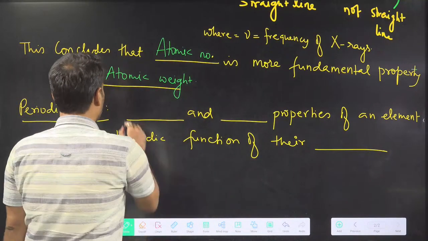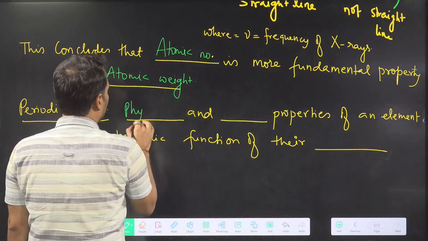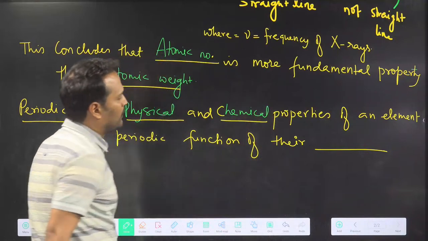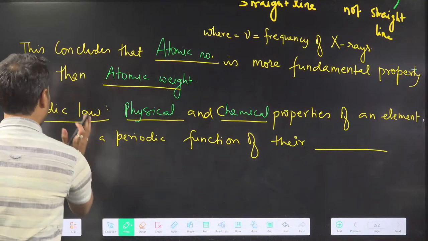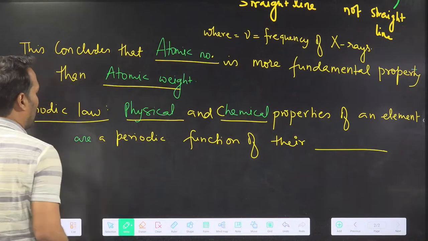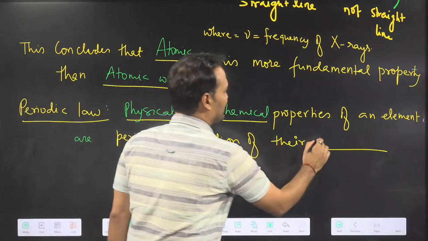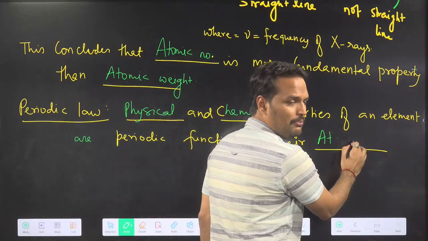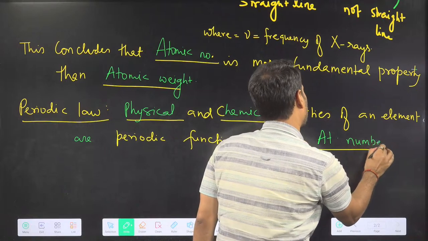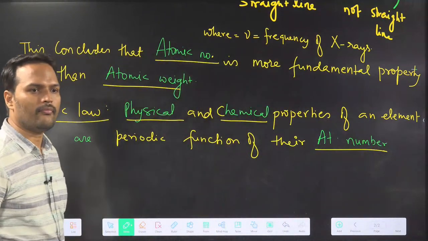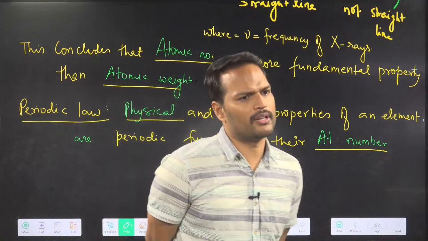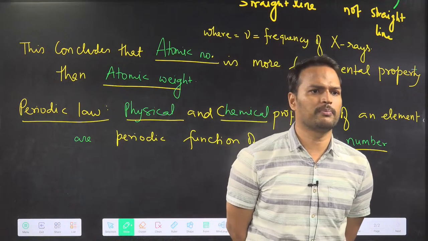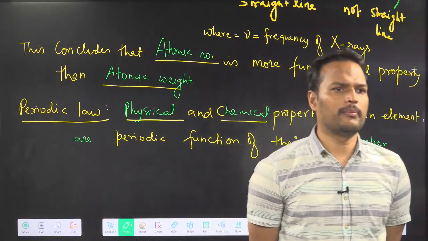So the first part we will write: physical and chemical properties of an element. R is array. We are not here for grammar and all. Okay? Periodic function of their atomic weight or number. Clear? Done? Very good. So everyone is writing, I think, correct things. So physical and chemical properties of element are periodic function of their atomic number.